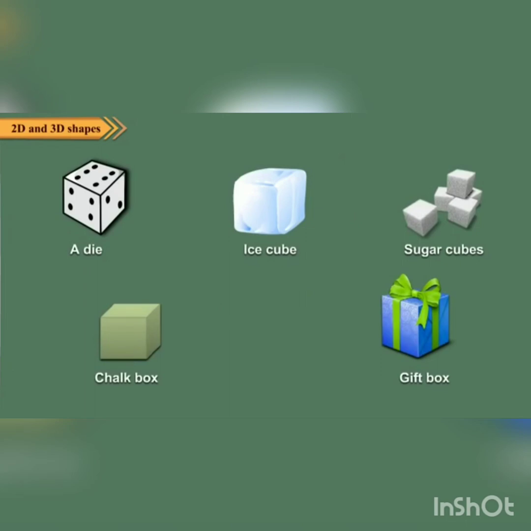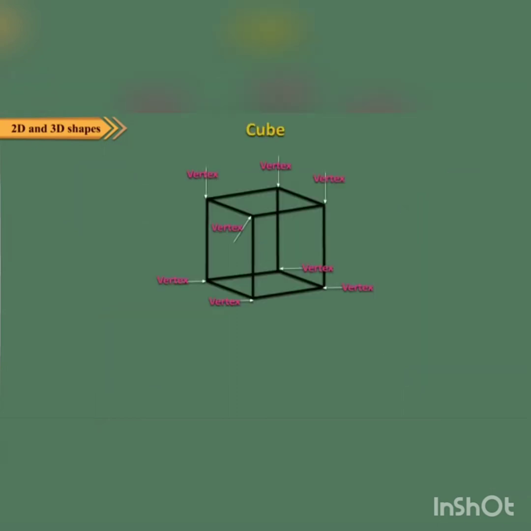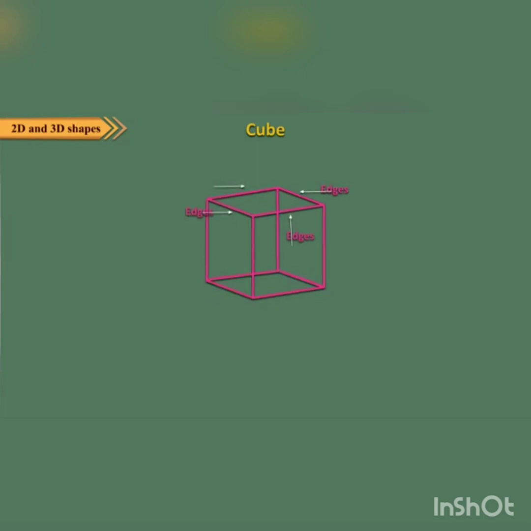And then look at these objects, they are cubes. A die, ice cube, sugar cubes, chalk box, gift box, we are using in daily life. A cube also has 8 vertices, 12 edges, 6 faces.